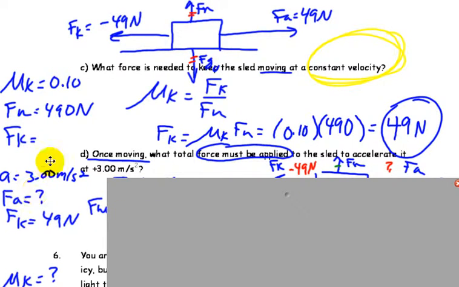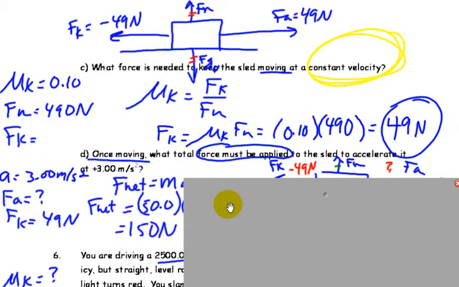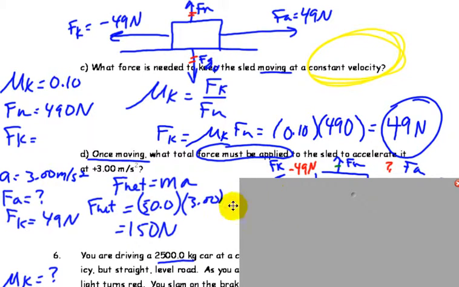So I know what A is. I need to find out what FA is, the applied force. I know what FK is. So the only thing that I need to know here is F net. What am I going to have? What is the overall force that needs to result in an acceleration of 3 meters per second squared forward?